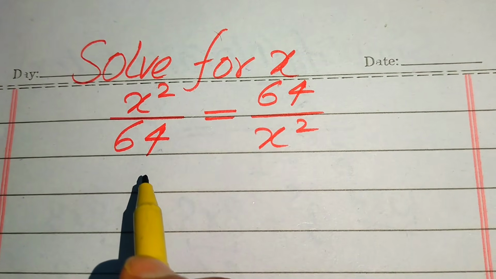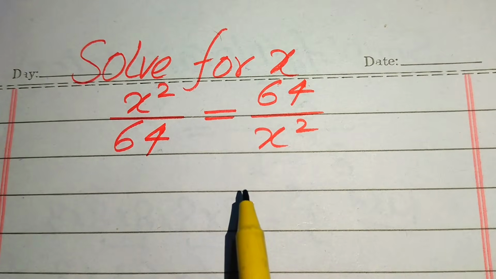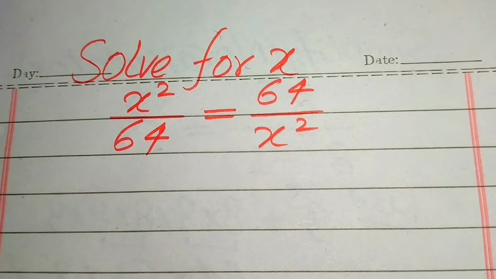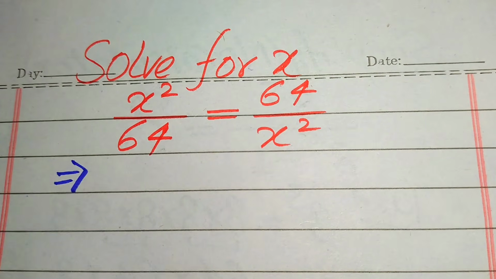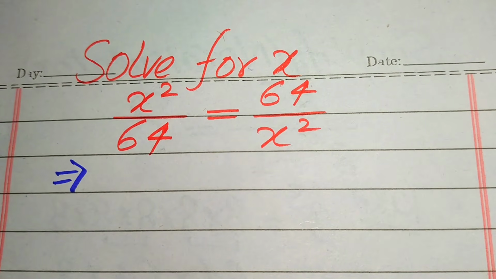Here we have x squared divided by 64 is equal to 64 divided by x squared, and we solve this problem for all the values of x, and at the last we will verify which of the roots are solutions and which of the roots are extraneous roots.